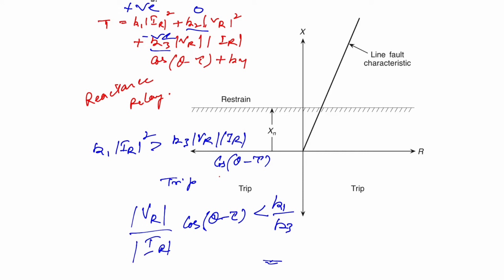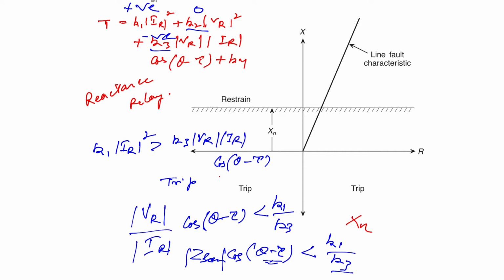As you have seen from the previous module, VR by IR is equal to Z sine. So Z sine cos of (theta minus tau) is less than K1 divided by K3, and let us suppose this is the magnitude. If we set the MTA of the directional element to be 90 degrees, and suppose K1 by K3 is Xn, then in that case what are we getting?